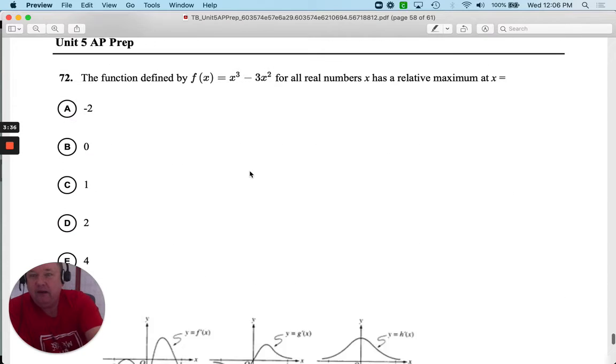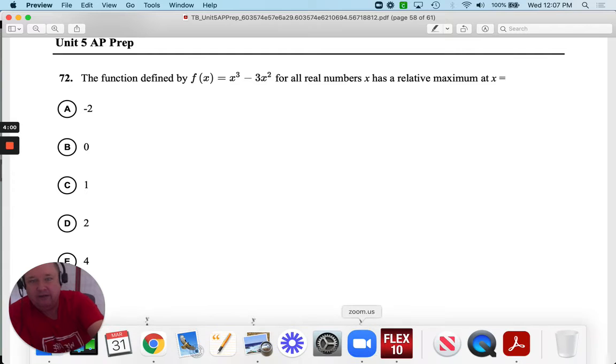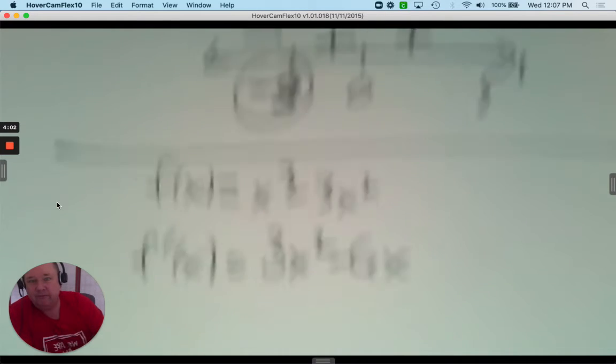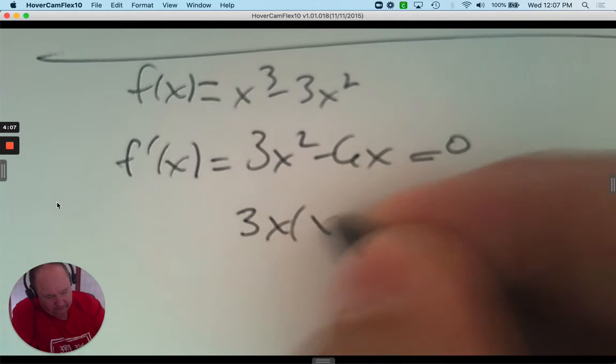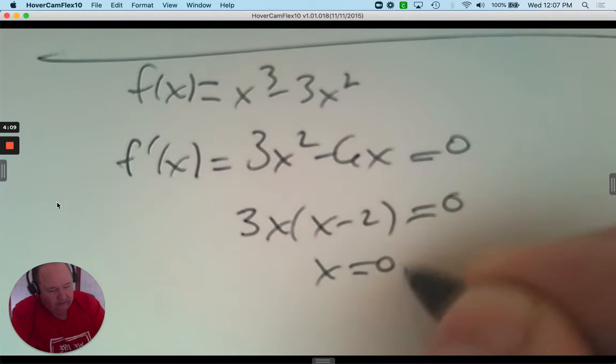All right, number 72. This function's defined this way. Where is there a relative maximum? So to find the relative maximum, I want to know when the function changes from increasing to decreasing. So I'm going to first take the derivative, and then I'm going to make it equal to 0, and I'm going to draw a number line. So I want you to write it down, take the derivative, make it equal to 0, factor out a 3x. So the two answers are 0 and 2.